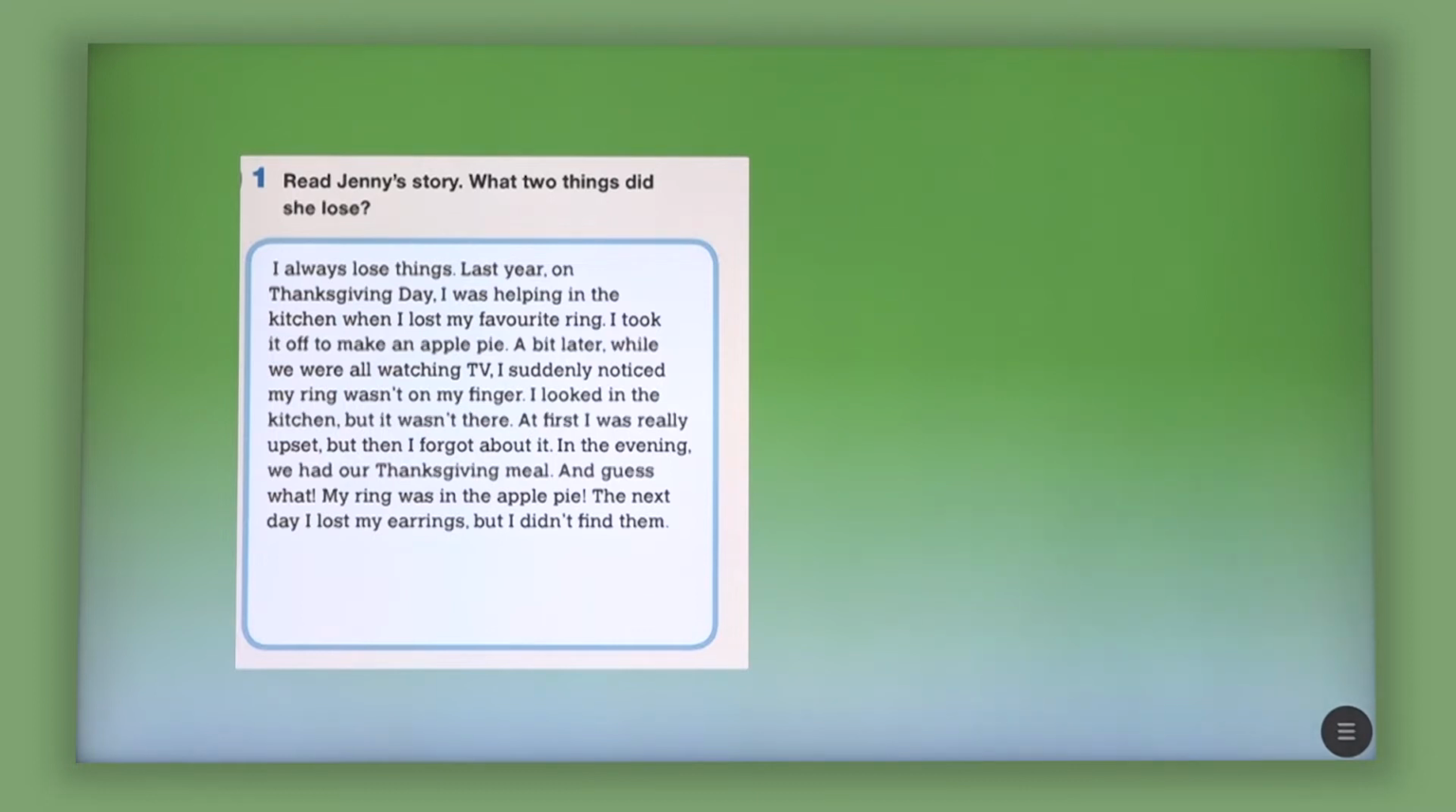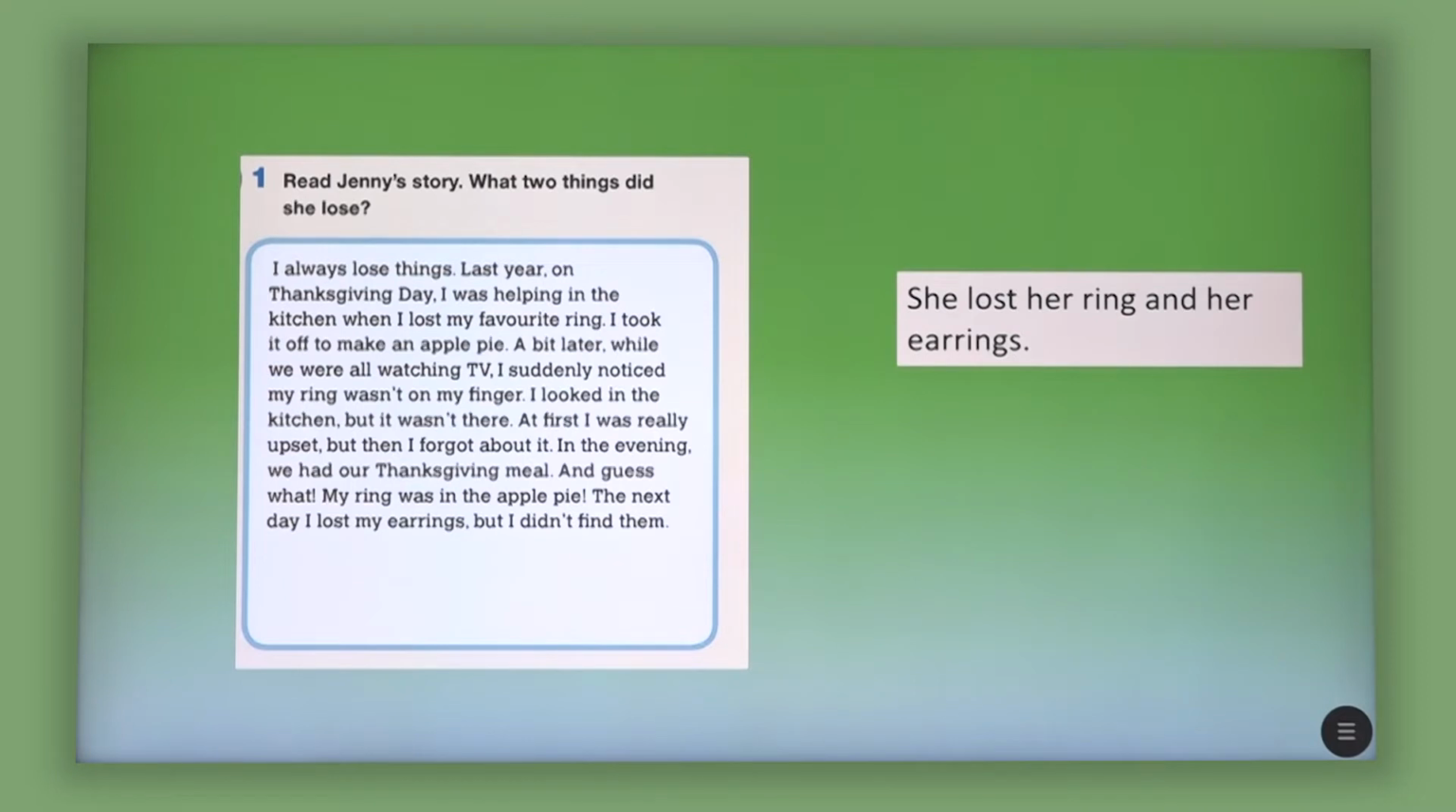So what are the two things that Jenny lost? Okay, she lost her ring and her earrings. Her ring, she found it in the apple pie. But her earrings, she didn't find them.